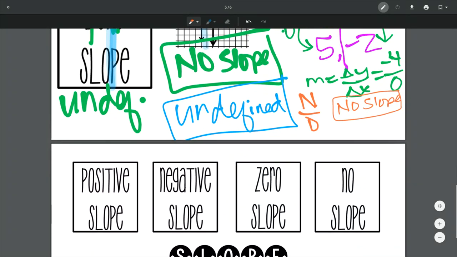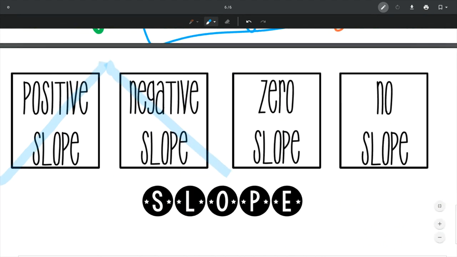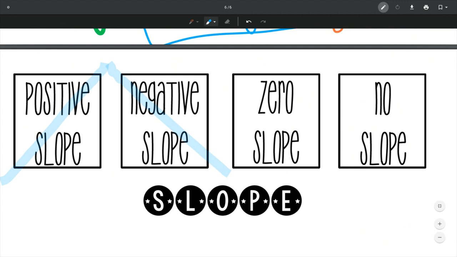And I want you to remember, when you're going up the hill, it's a positive slope. When you're going down the hill, it's a negative slope. And then we put our hands together in a horizontal line, which means you have a 0 slope. You put your hands up in the air like you just don't care because you have no slope, which means you are undefined.